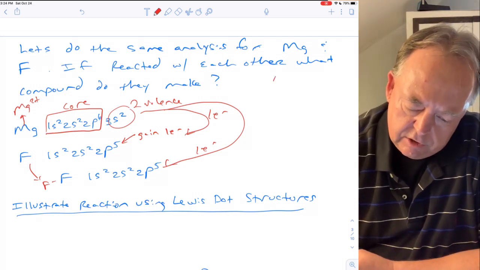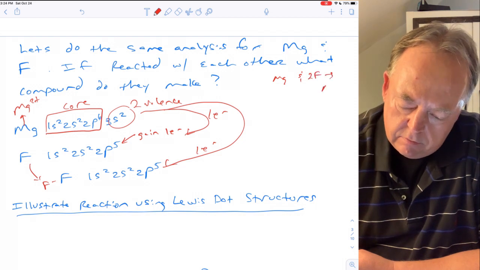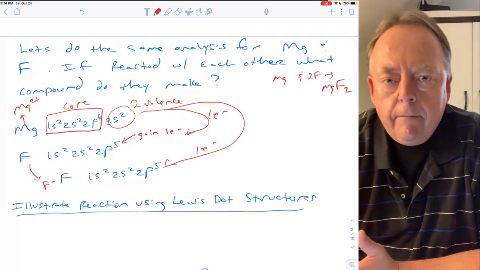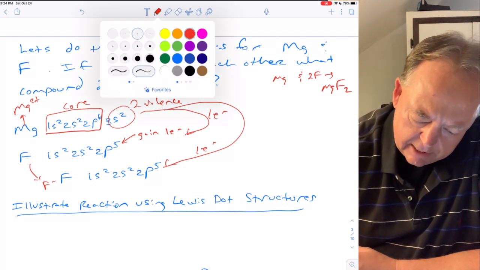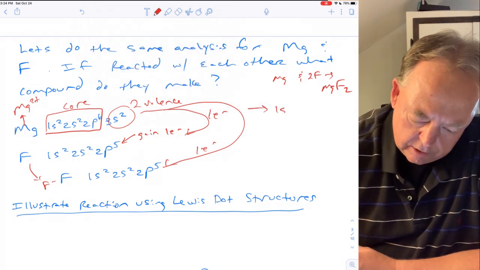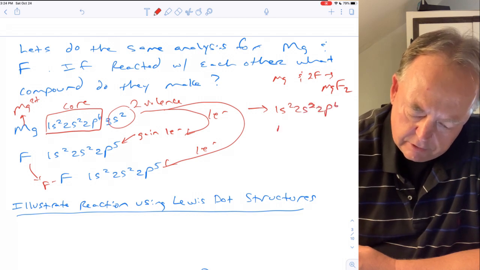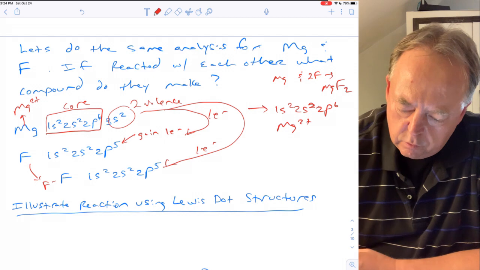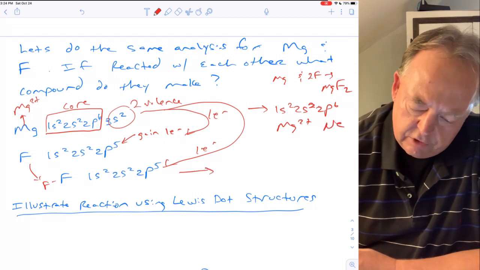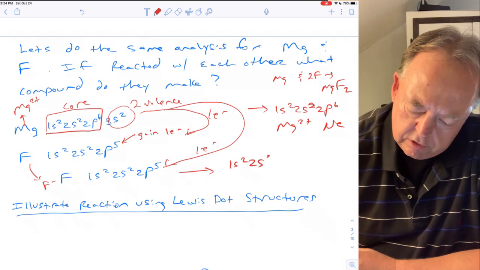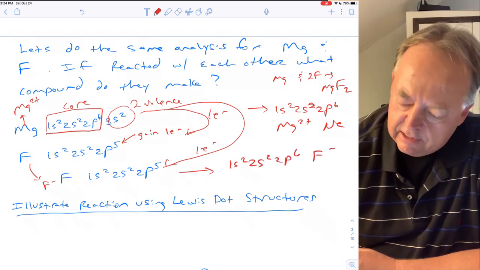So if you mix Mg and F, you need two fluorines to make MgF2 would be the compound that it makes. So magnesium is now going to be 1s2, 2s2, 2p6, so that would be Mg2+, which is isoelectronic with neon. And then fluorine is going to become 1s2, 2s2, 2p6, also F-, which is also isoelectronic.